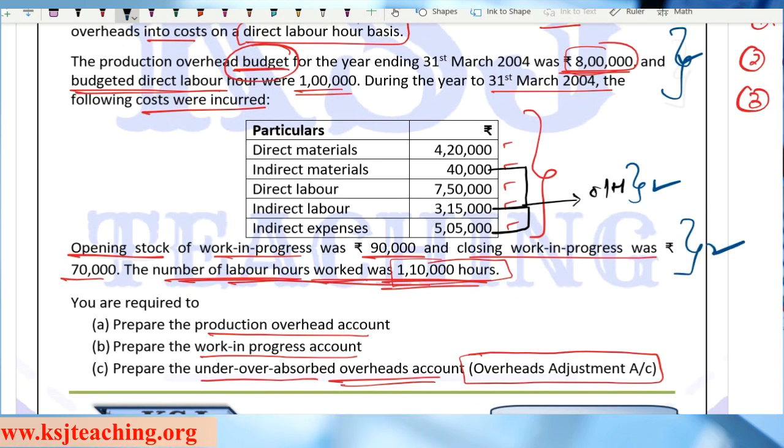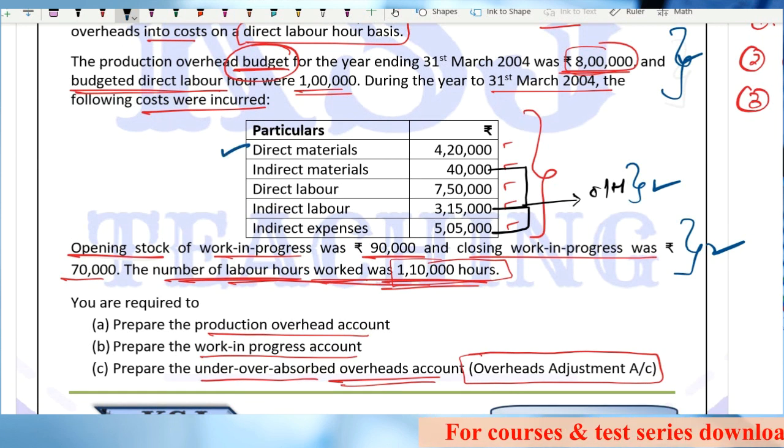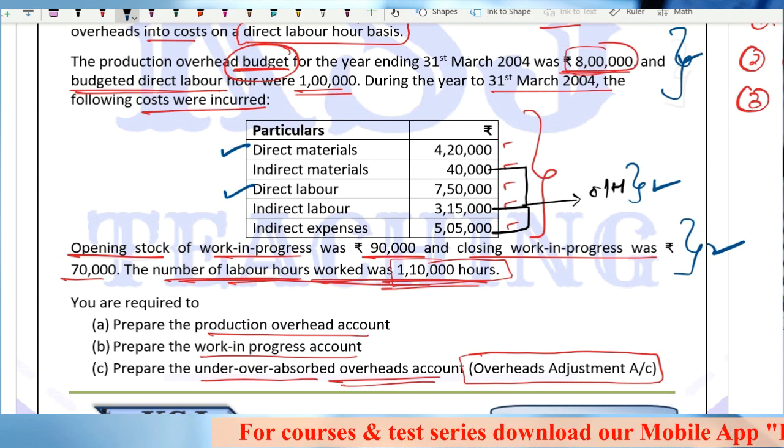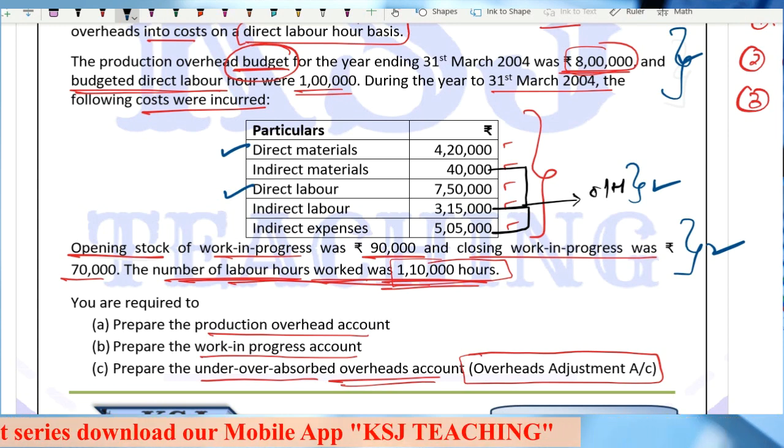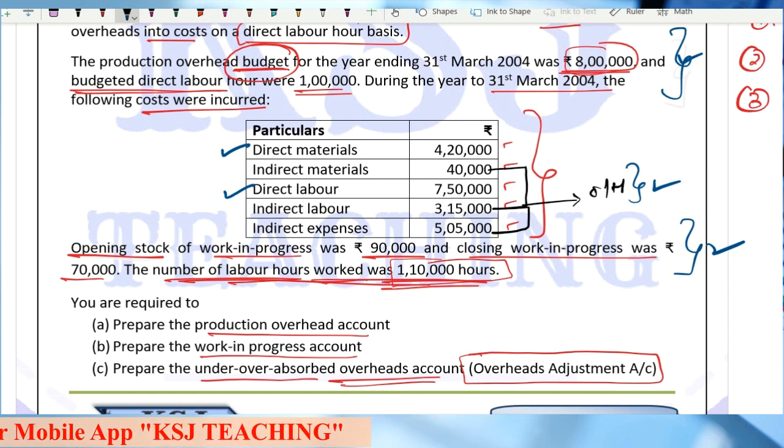Any issues? Now what is left, sir? We are left with two things for which we have not done the treatment yet. One is direct material and other one is direct labor. Now what is meant by cost incurred on direct material? Sir, this means the direct material was procured and it was used. The cost incurred means direct material was procured.